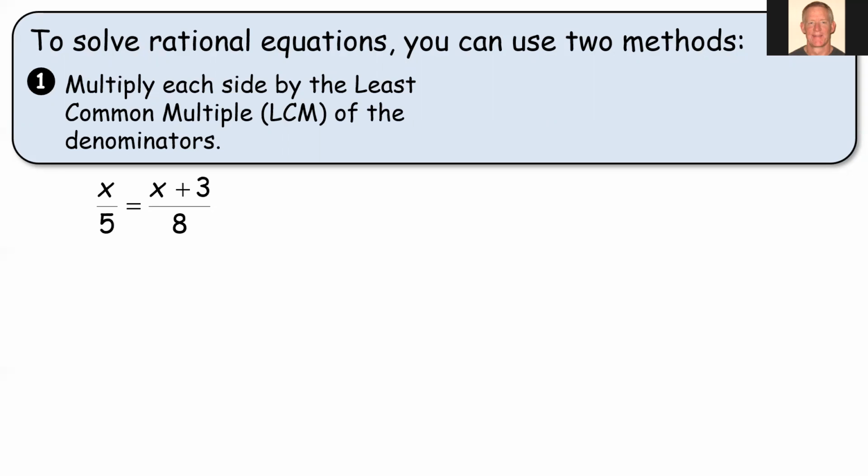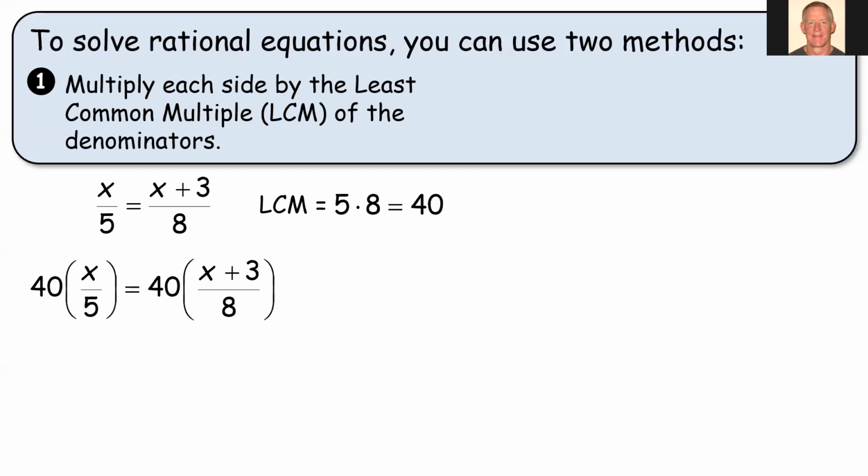So we want to multiply this by the LCM of 5 and 8. So 5 is already a prime factor, right? And 8 we could factor into 2 times 2 times 2, but neither of them are common. So in this case, our LCM is going to be simply the product of the two, 5 times 8, or 40.